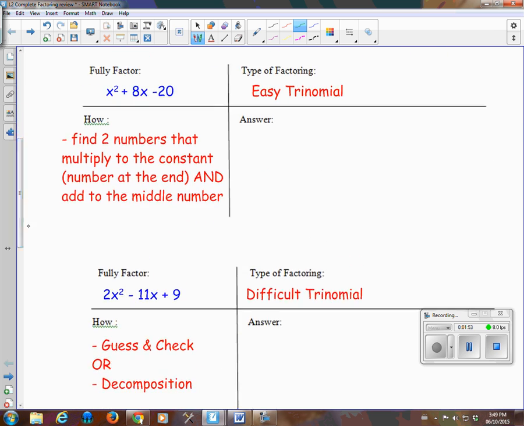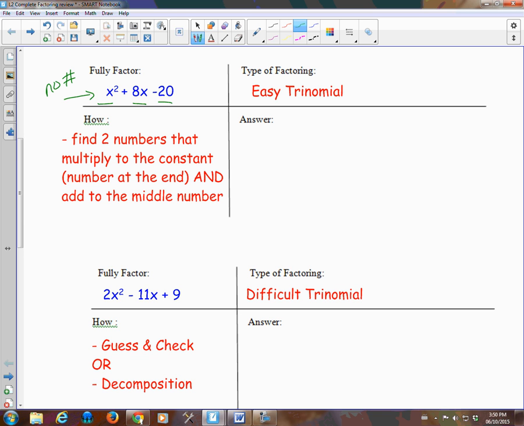Second type of factoring has to do with trinomials. There's easy trinomial and a difficult trinomial. Easy trinomial, just like it sounds, looks like x squared, x, number, with no number at the beginning. That's what makes it more simple.